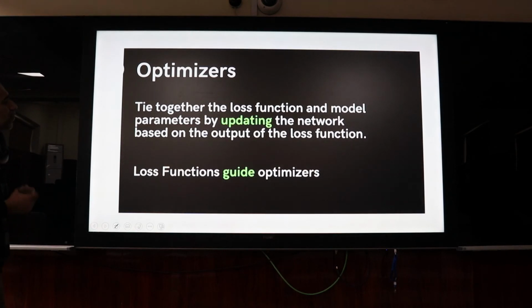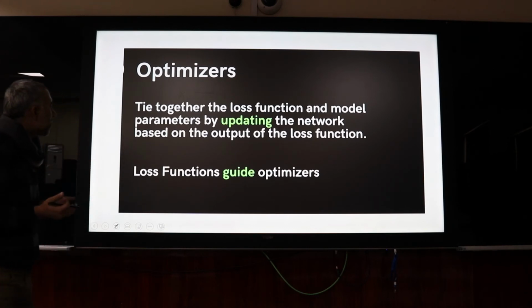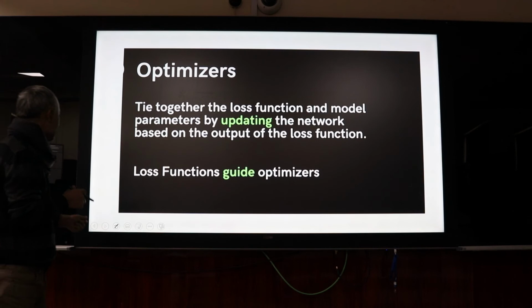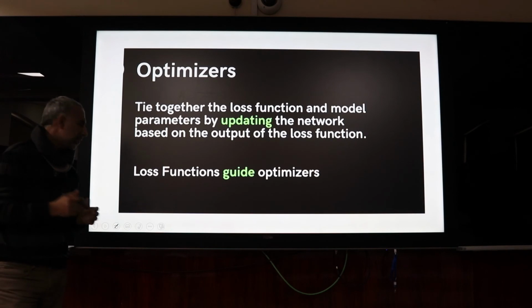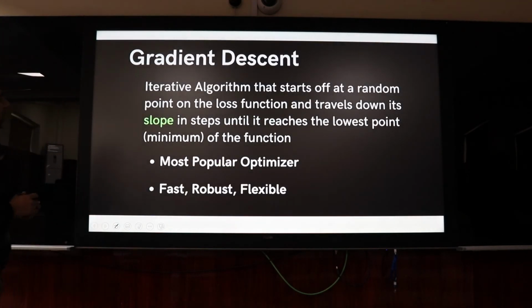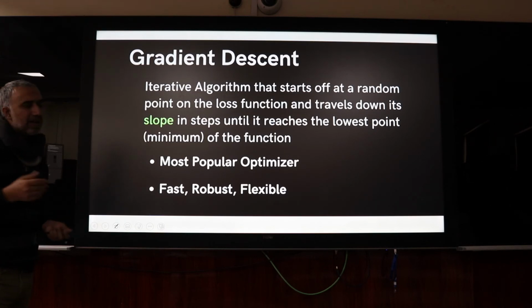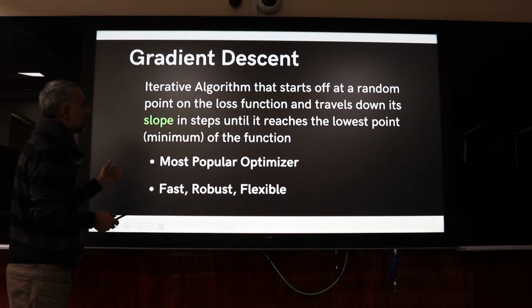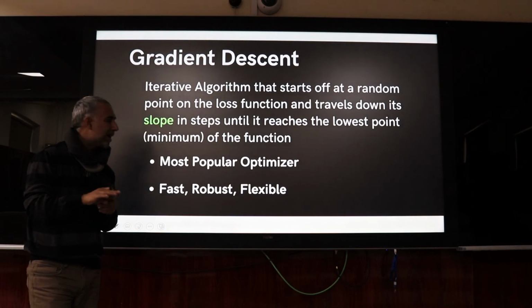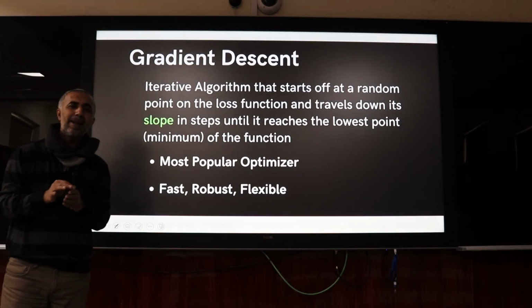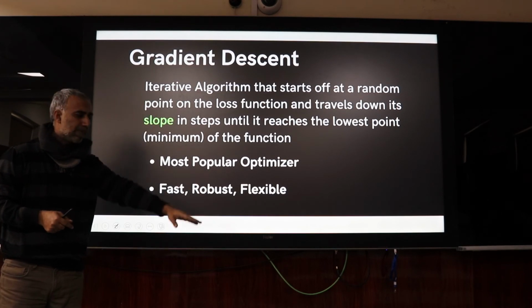So how can we do this? We need to tie the loss function and the model parameters by updating the network, and of course we need to perform certain iterations from turn to turn. This is done with the help of gradient descent, which I already explained is the iterative algorithm that starts off at some random point on the loss function and travels down its slope in steps until it reaches the lowest point, or you can say amicably stepping down from the top of the mountain to the bottom.